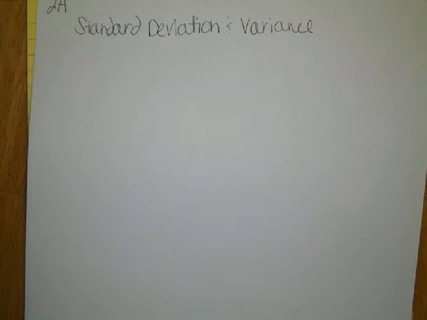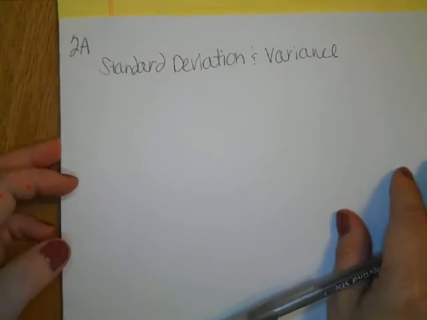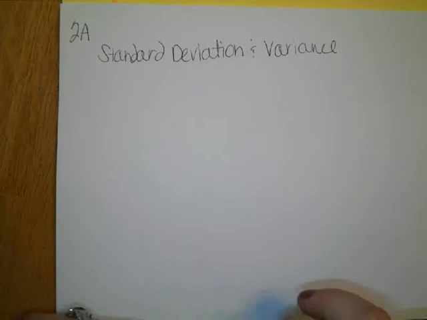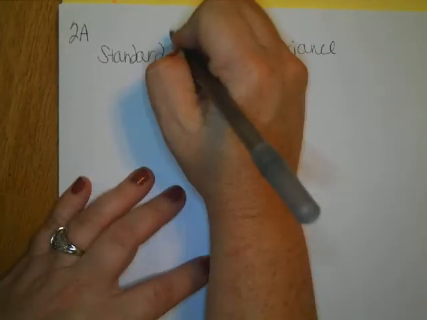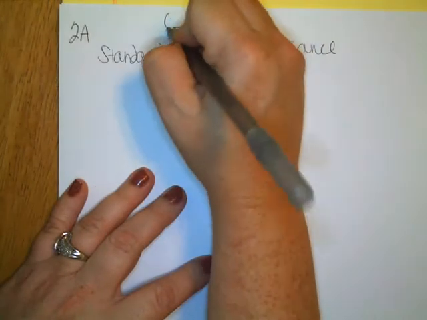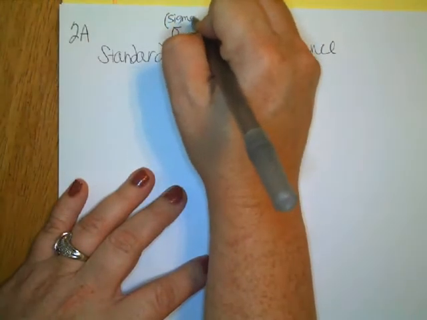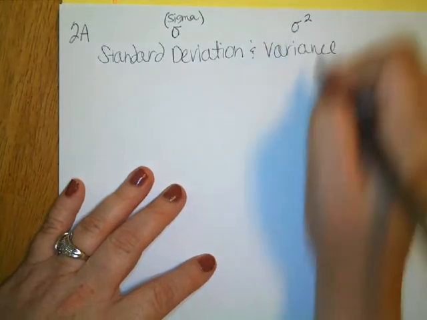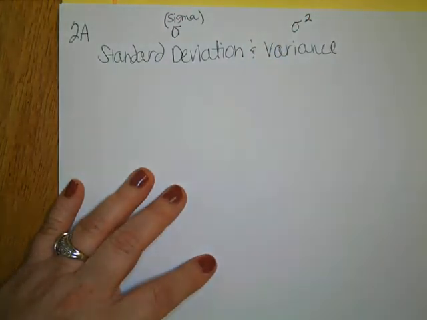Okay, this is Algebra 2A, Ms. Gatz again. This lesson we're going to be talking about standard deviation and variance. You are going to see standard deviation written as this Greek sign sigma, and then variance is just sigma squared. You're just going to square the standard deviation to find the variance.